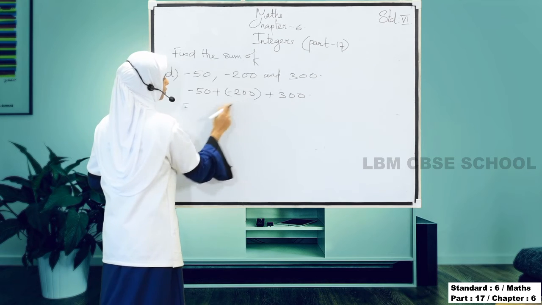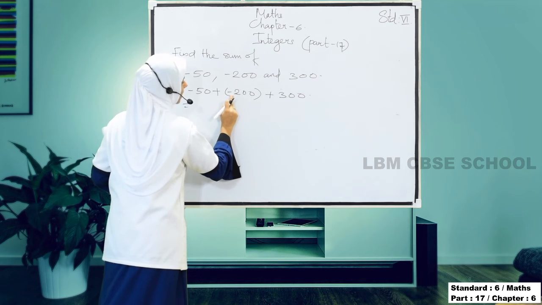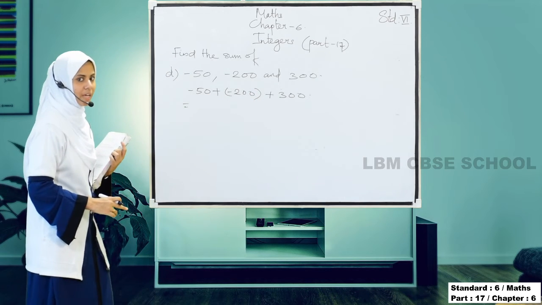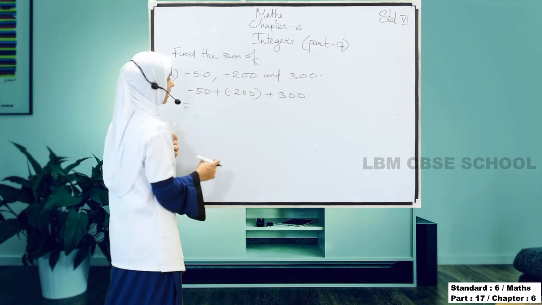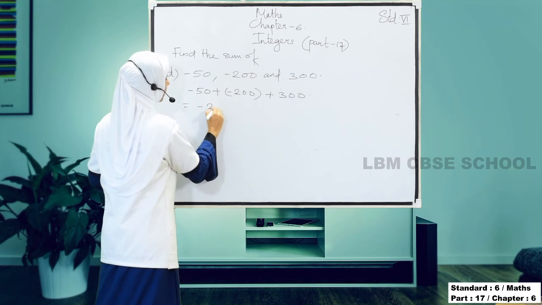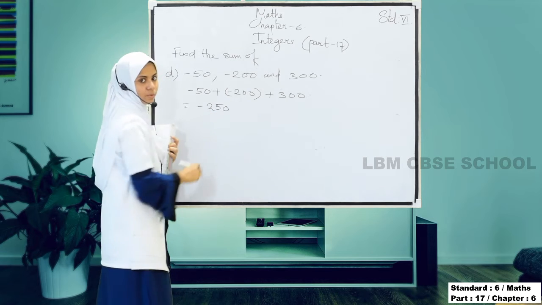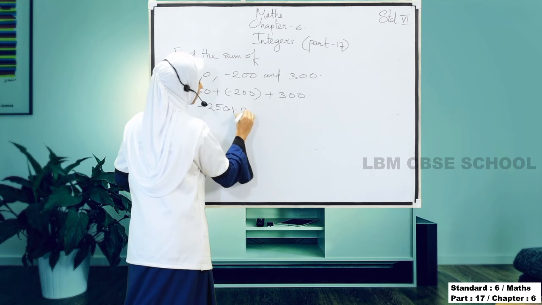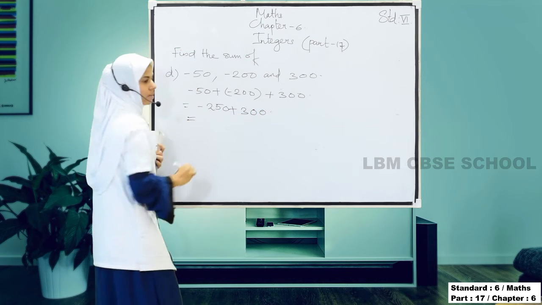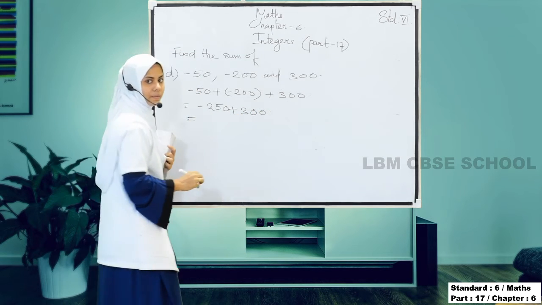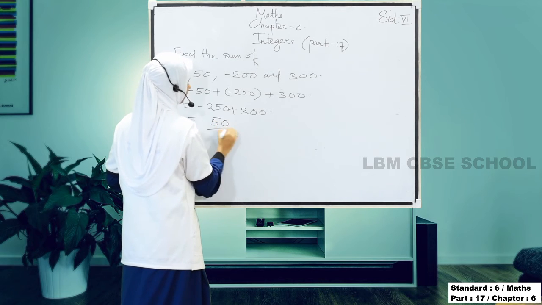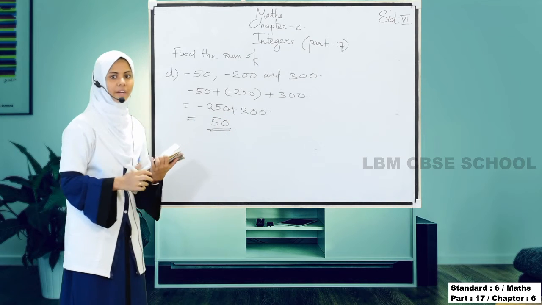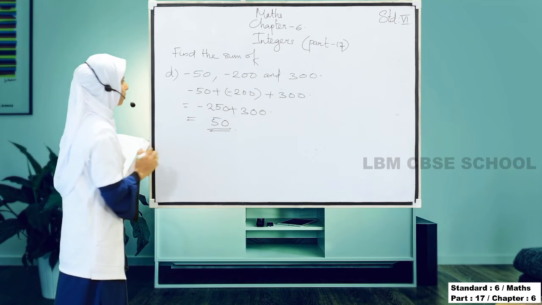Look at the first two numbers. Minus 50, minus 200. There are two negative numbers. When two negative numbers come, we have to add those two numbers and put the negative sign. So the answer is minus 250, isn't it? 50 plus 200, we will get 250, and plus 300. So the answer will be 50. Because we subtracted these two numbers and put the greater number's sign. Okay, 50.